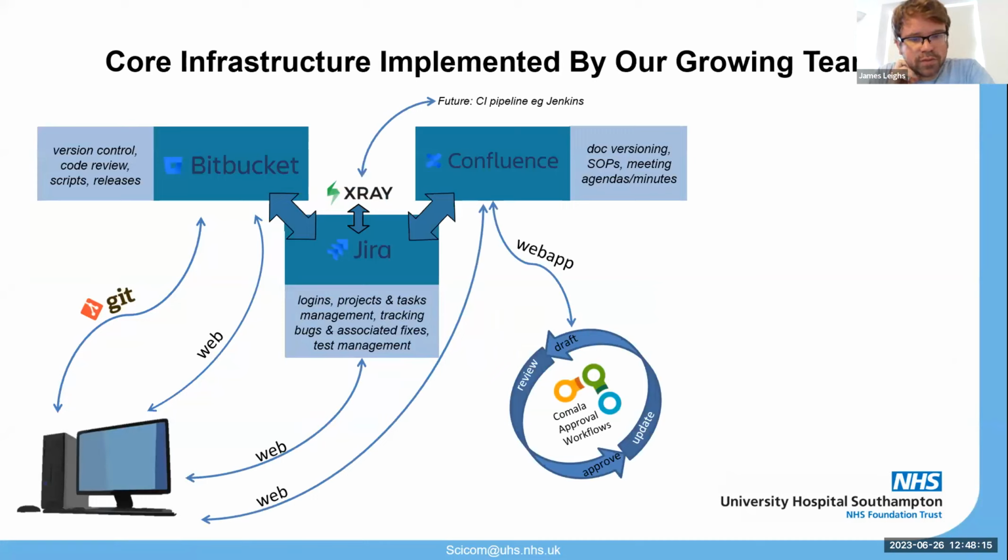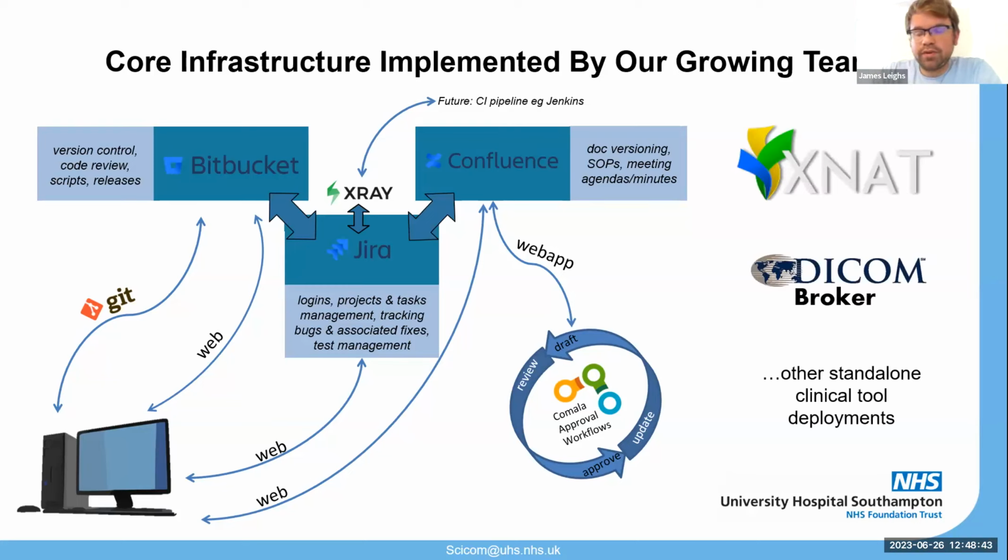So we've got a few bits of core infrastructure that we've developed and implemented by our team. They're obviously not developed by us, but the Atlassian tools here, we've got our Bitbucket, Jira, and Confluence. I'll talk a bit more about what we use those for as we go through the slides, of course, and then we've got a few add-ons to those tools, which we can get: X-Ray for managing our test processing, and Kamala approval workflows for managing our document review and approval processes.